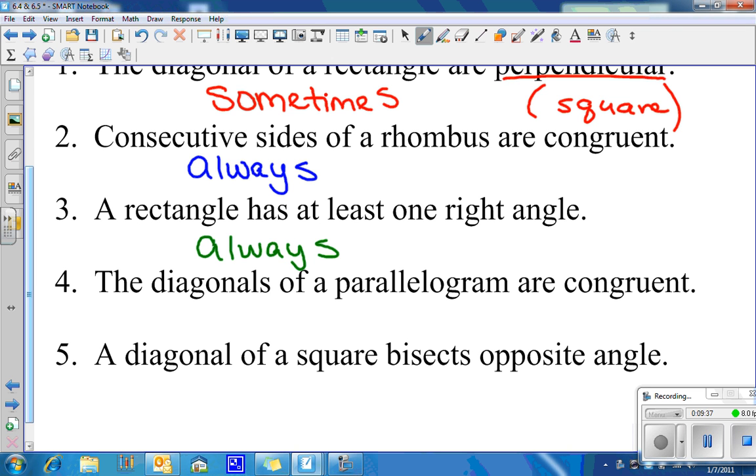You said never, you said sometimes, somebody said always. Prove it. Tell me when. Why? Good. A rectangle is a parallelogram, and those are the only ones, so it is sometimes. And it only happens with rectangles. You had to prove it.